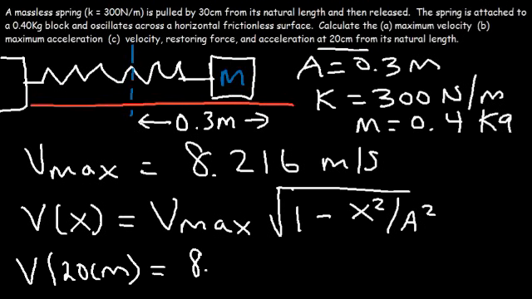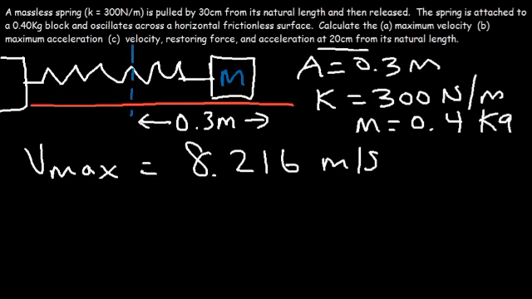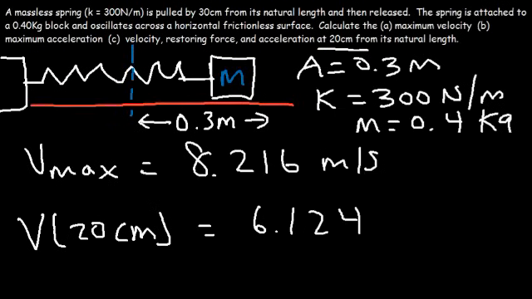So the maximum velocity is 8.216. And then this is going to be 1 minus 20 squared divided by 30 squared. 20 squared divided by 30 squared is about 4 over 9, which is 0.4 repeating. And 1 minus that number is about 0.5 repeating. And the square root of that is 0.7454 times 8.216. So you should get a velocity of about 6.124. So your answer should be less than the maximum velocity. If for some reason it's larger, you know it's not correct.